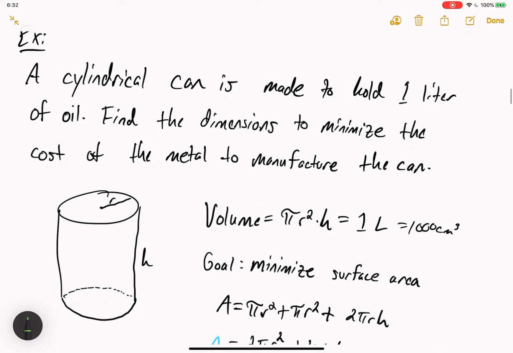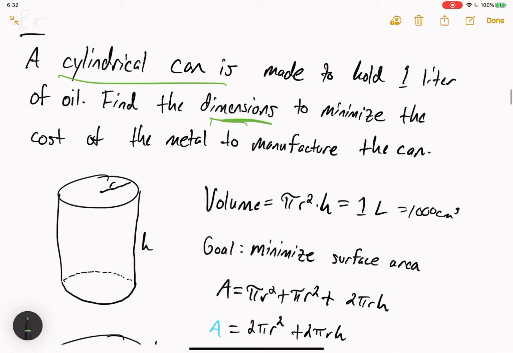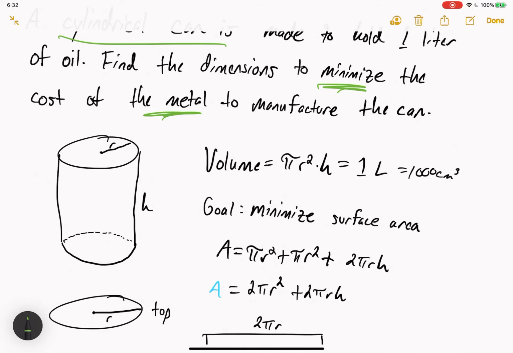Suppose you have a cylindrical can, and it's made to hold 1 liter of water. Remember, a liter is a volume. Well, not of water, but of oil. You want to find the dimensions to minimize the cost of the metal to manufacture the can. So you want to minimize the surface area, because the surface area is basically going to tell us how much metal we need. Again, it's a cylindrical can, so the metal is going to be the surface area.